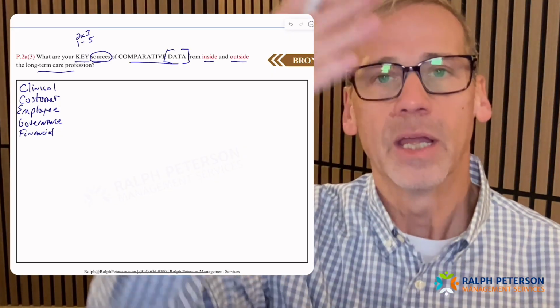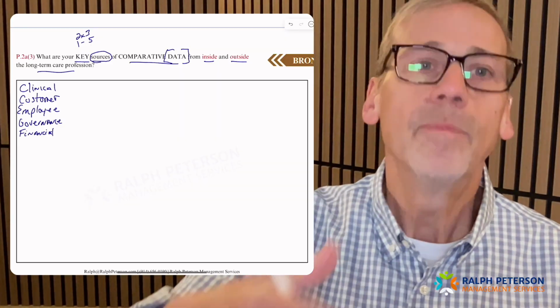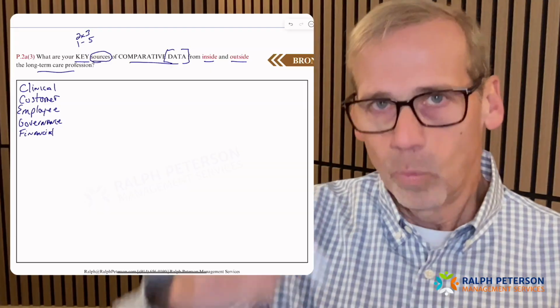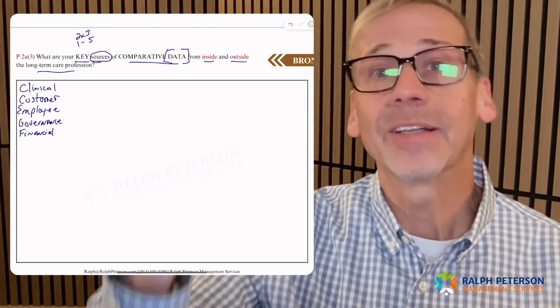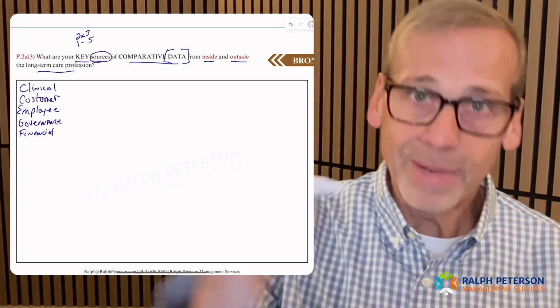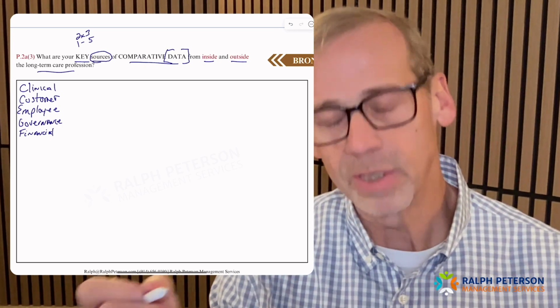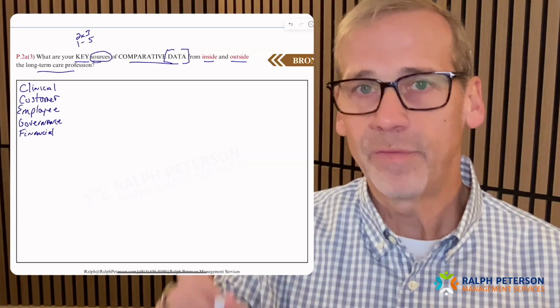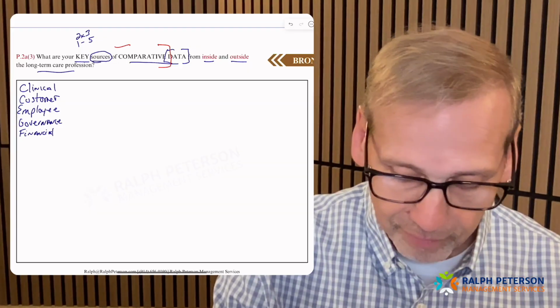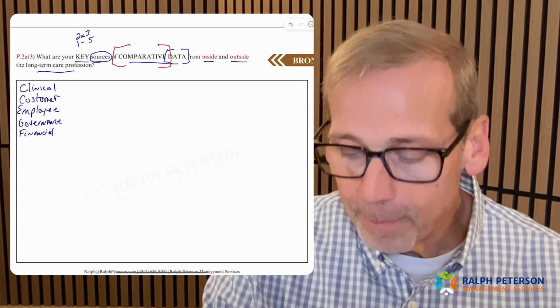You get it, right? So when we're talking about data, what are your key sources of comparative data? This is what we're talking about. Where do you get this kind of comparative data, from inside and outside the long-term care profession? The next word we need to focus on is this word comparative. How do we use comparative data?